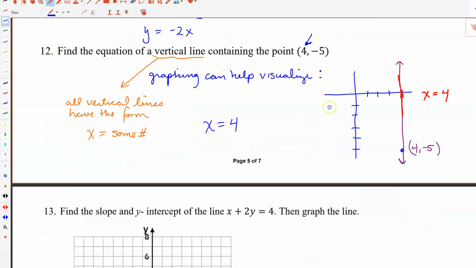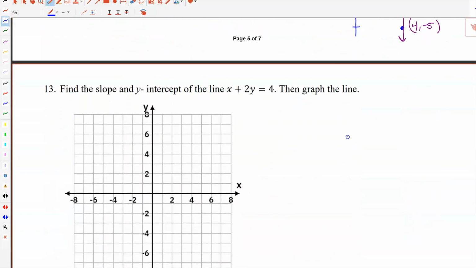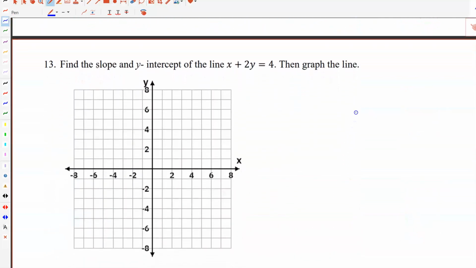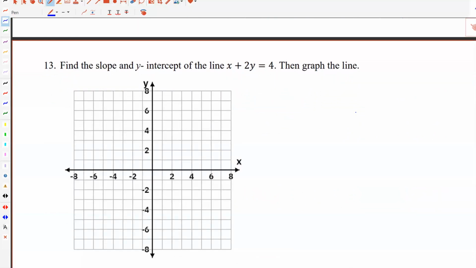All right, so another example. Find the slope and the y-intercept of the line x plus 2y is equal to 4, and then graph the line. Now, at this point in time, we can't read off the slope and the y-intercept because this is given to us in standard form, not in slope-intercept form. So let's go ahead and put it in slope-intercept form and solve it for the variable y.